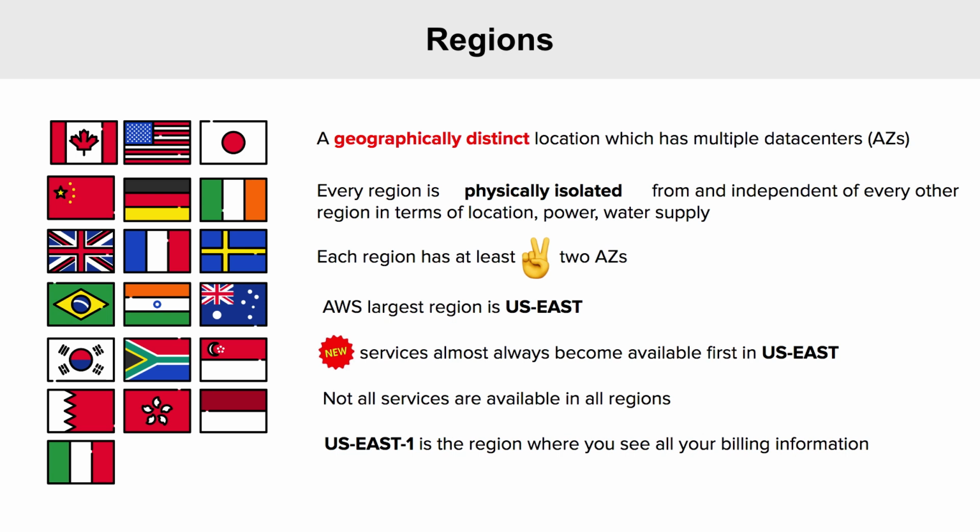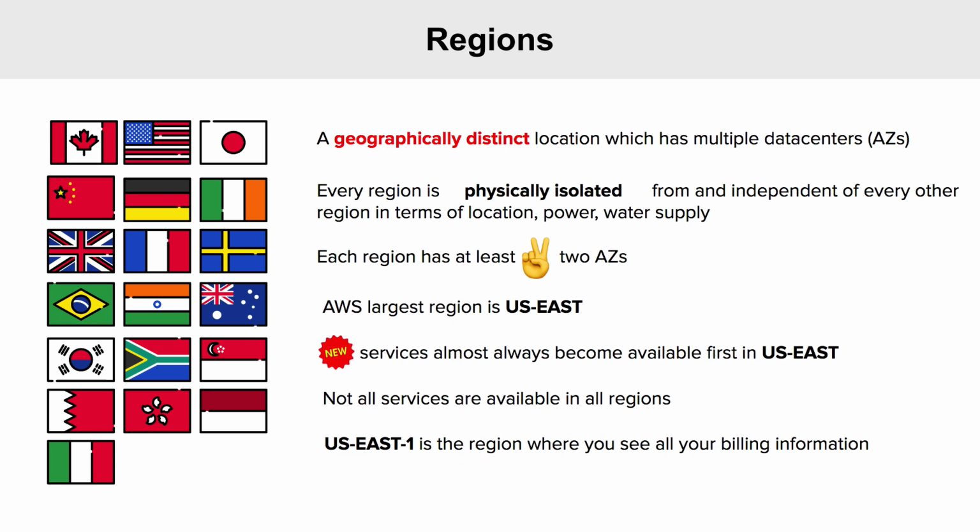Every region is physically isolated from and independent of every other region in terms of location, power, and water supply. Every region has at least two AZs. Again, an AZ is a data center, so it has at least two data centers running within that region.